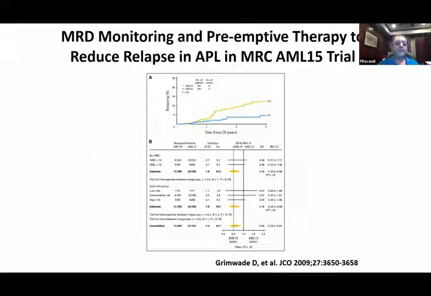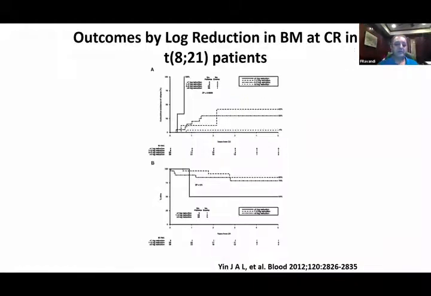So you can use PCR for monitoring MRD in APL, although, as I mentioned, with the ATRA and arsenic regimen, this is now becoming less and less important because the majority, in fact, almost all of the patients achieve complete molecular remission and remain in complete molecular remission.